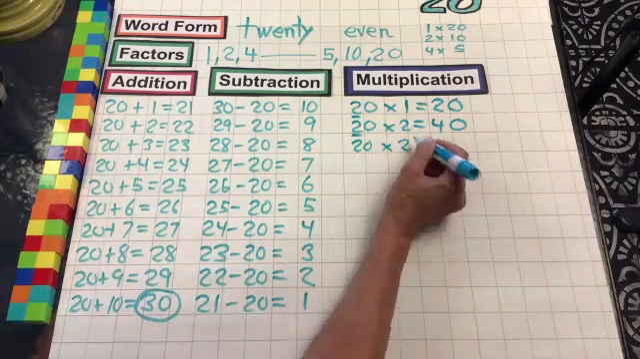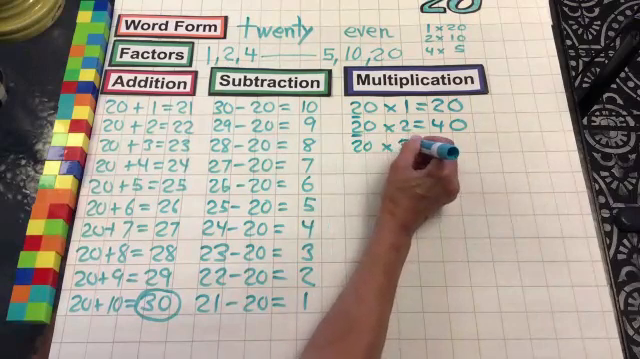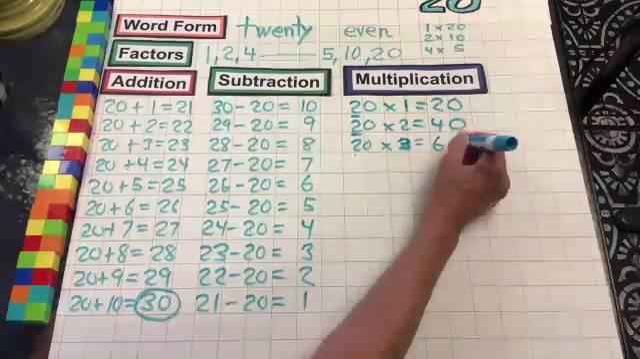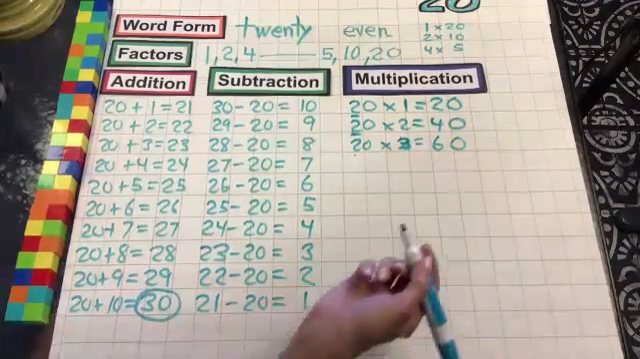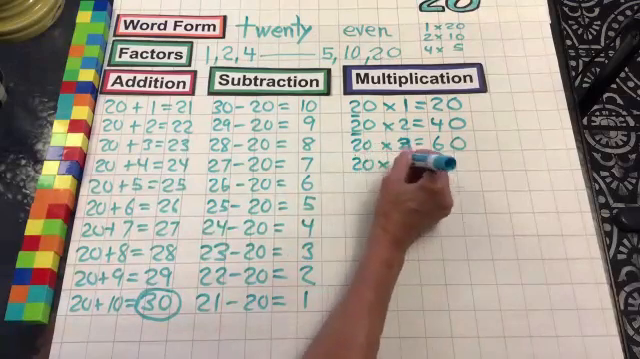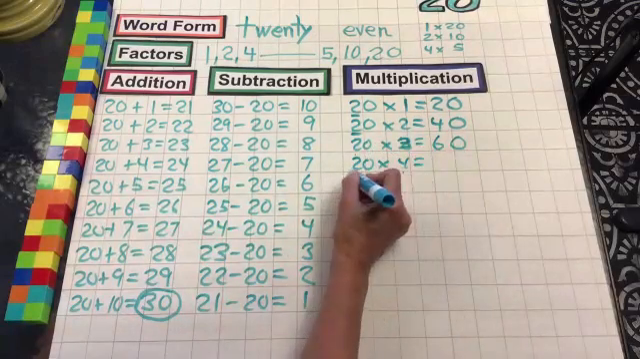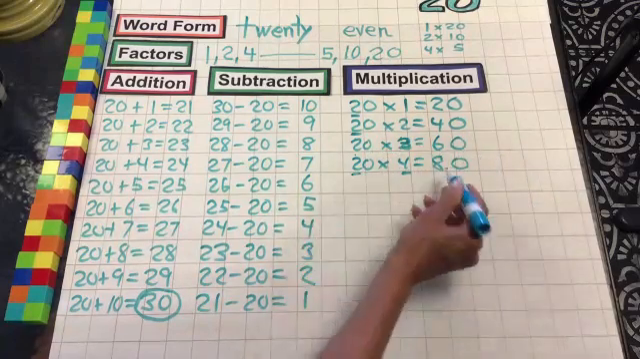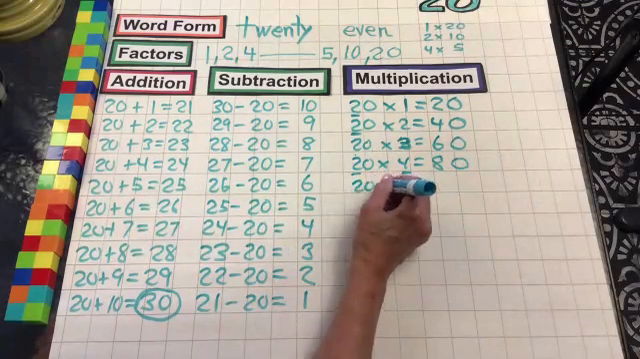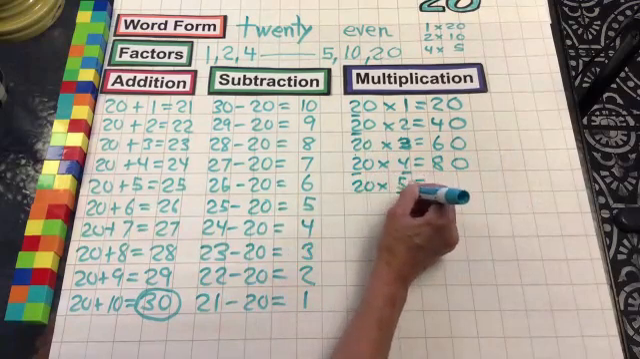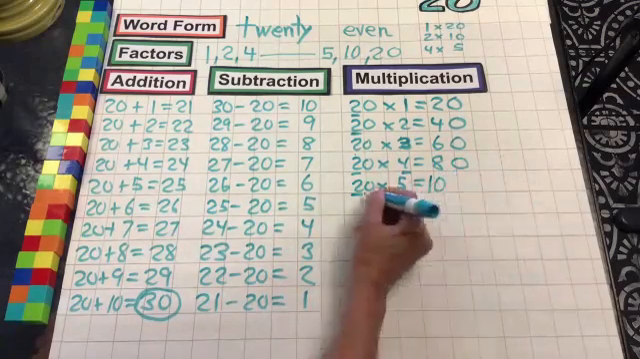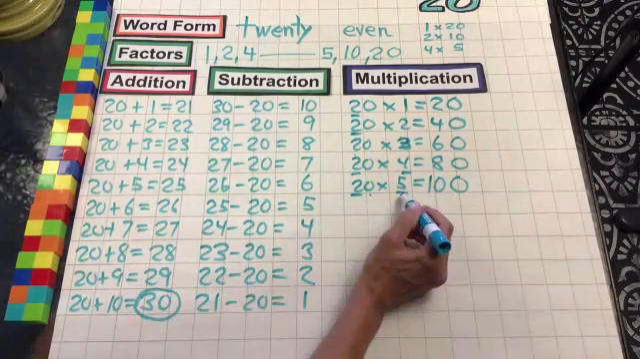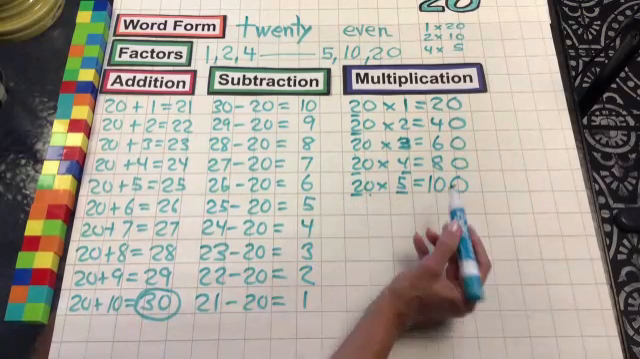Let's go on to the next one. Oops, I'm sorry. This is times 3. No erasing, just right over it. 3 times 2 is 6 with a 0. So that would be 3 20s is 60. 20 times 4. 4 times 2 is 8 with a 0. So 4 20s would be 80. 20 times 5 equals 5 times 2 is 10 with another 0 is 100. So 5 20s or 20 nickels equal $1.